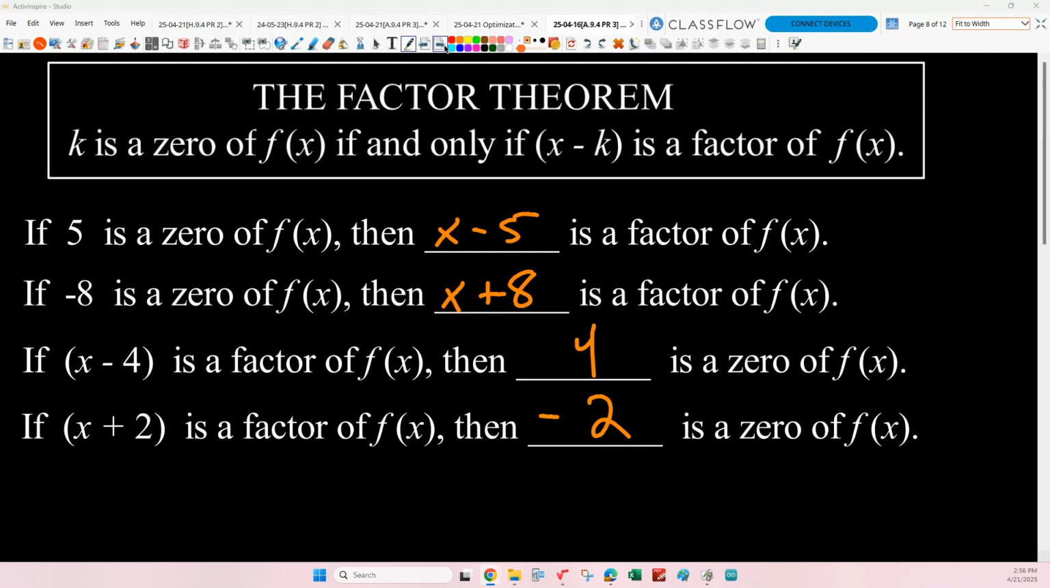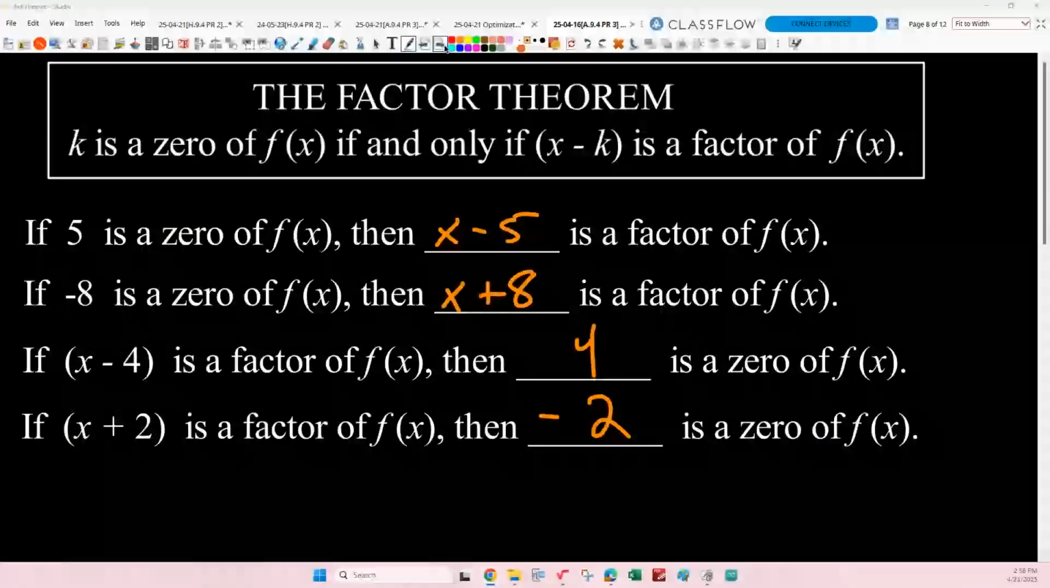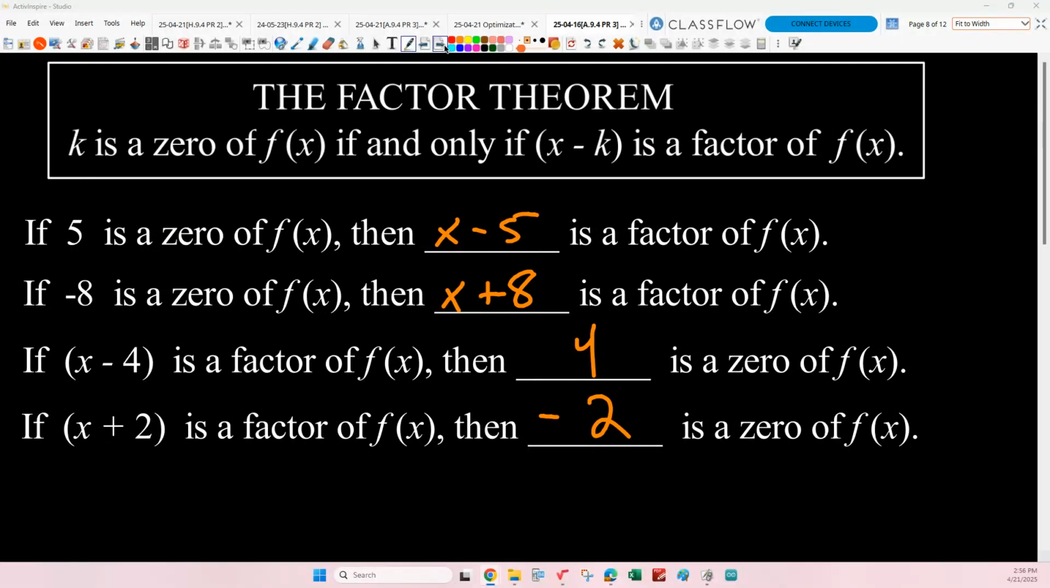Okay, for the factor theorem, if you have some x value, in this case they're just saying k, if that's a 0, then you have the factor of x minus k. So like if 5 is a 0, x minus 5 is a factor. And then if x plus 2 is a factor, then negative 2 is the 0. Is it refreshing a little bit? Okay.